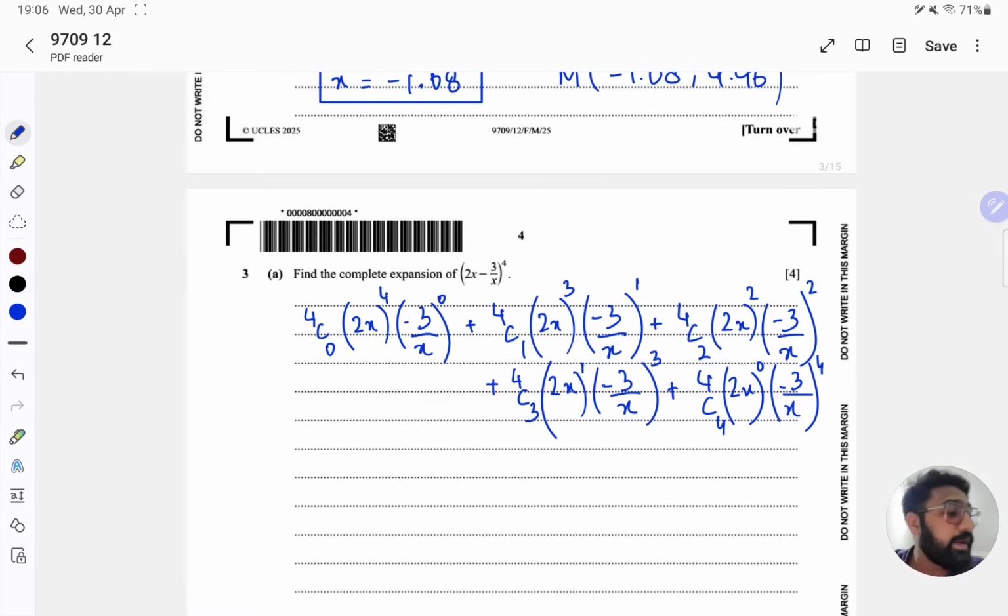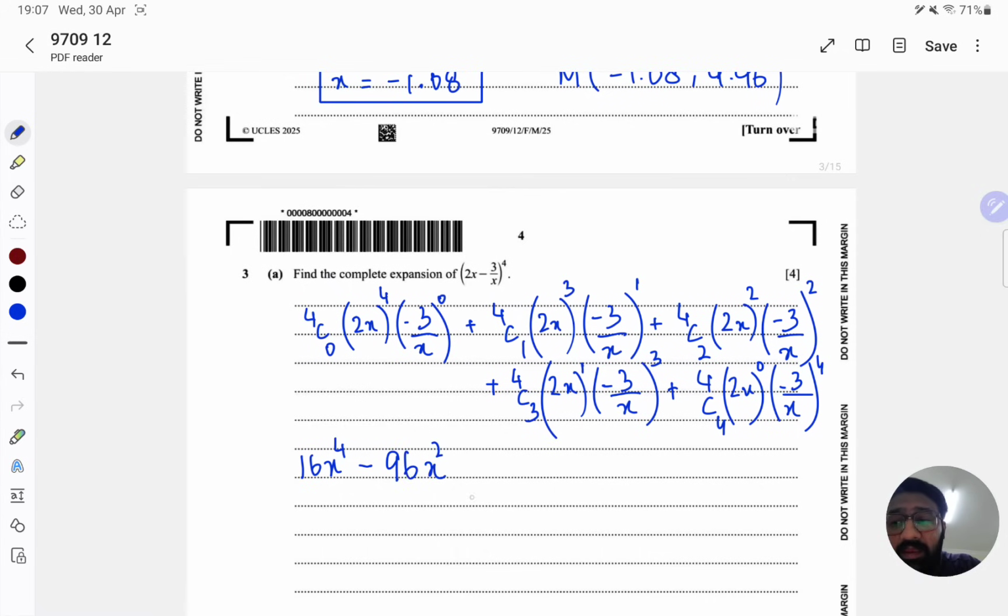Now let's do the expansion. 4C0, and 2 power 4 is 16. So 16x power 4, and anything to the power of 0 will automatically become 1. So this is the first term that I will have, plus 4C1: 4 times 8, which is 32, but there will be a negative sign, times 3 as well, which is 96, negative 96.